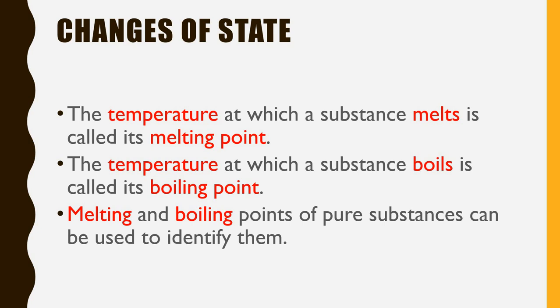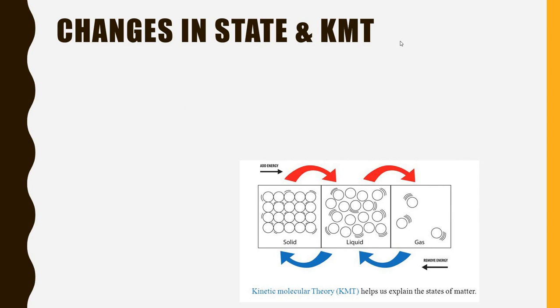So we talked about melting point and boiling point last week as being physical properties of matter. The melting point is simply the temperature at which a substance melts. So for water, that's 0 degrees Celsius. The temperature at which a substance boils is called its boiling point. For water, that's 100 degrees Celsius. And we can use these to actually identify what a pure substance is, or which pure substance a sample of matter is. So let's kind of go through the addition or subtraction of energy.